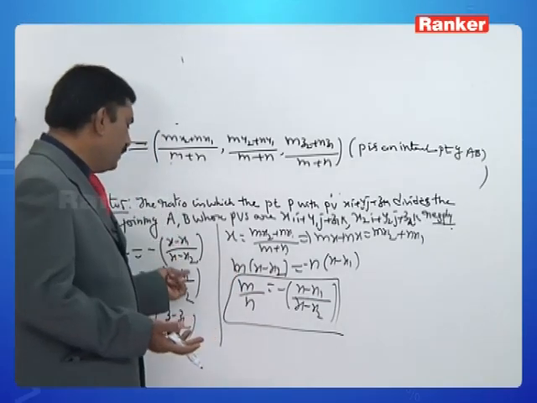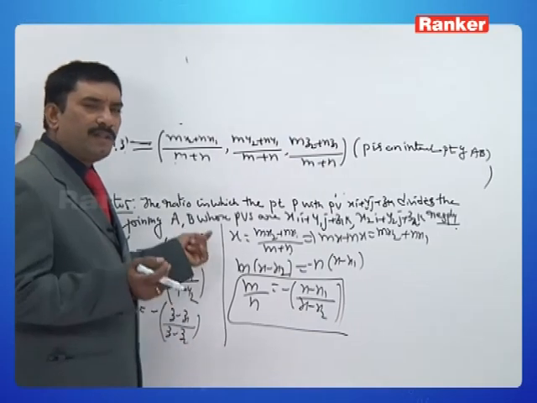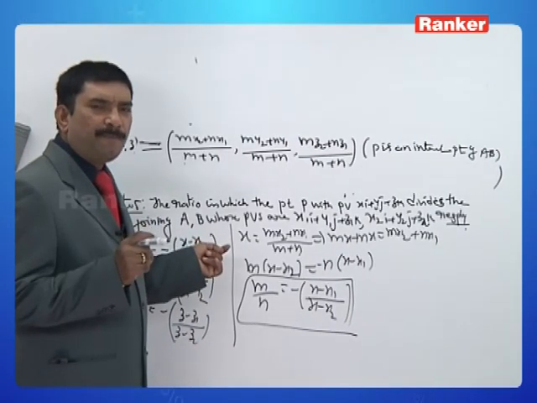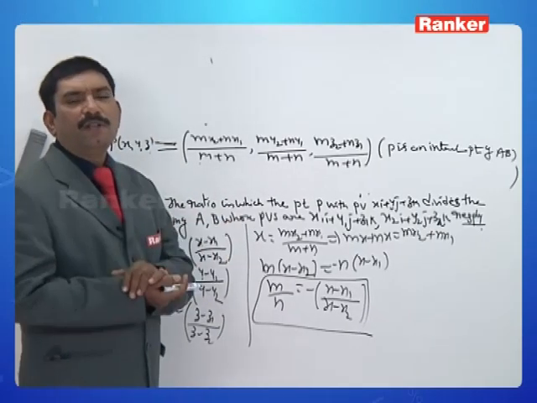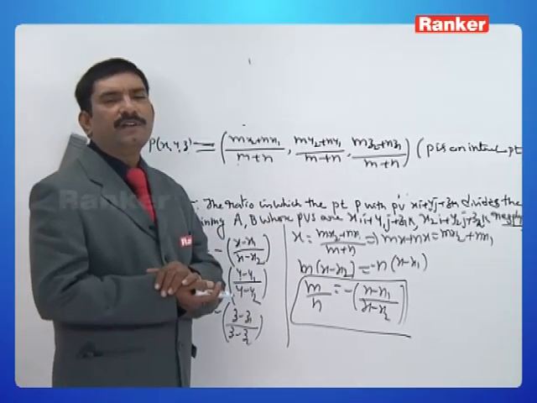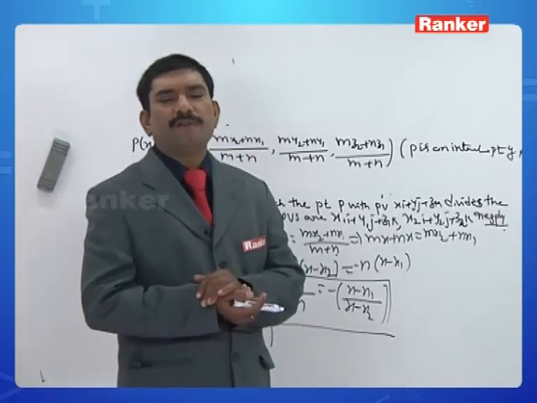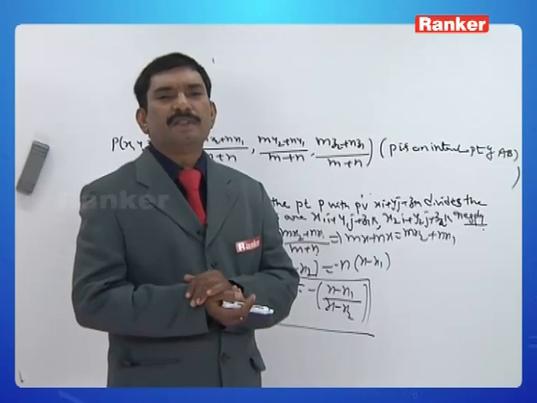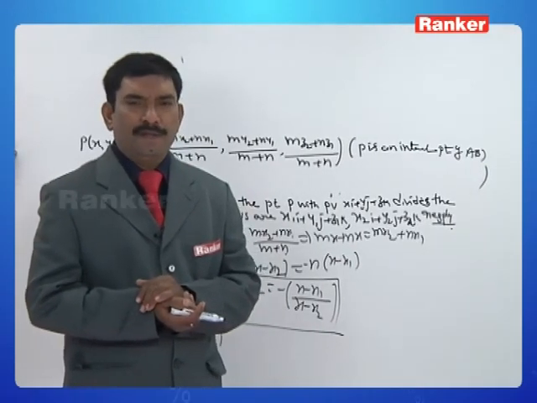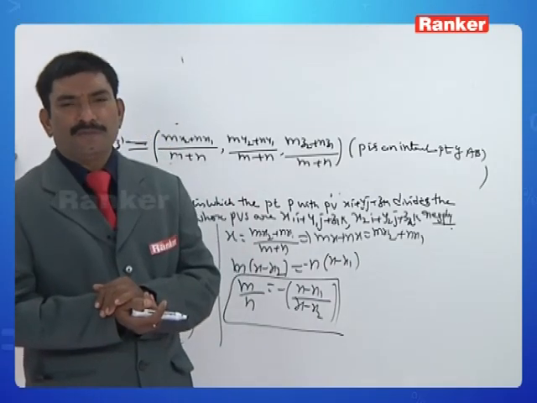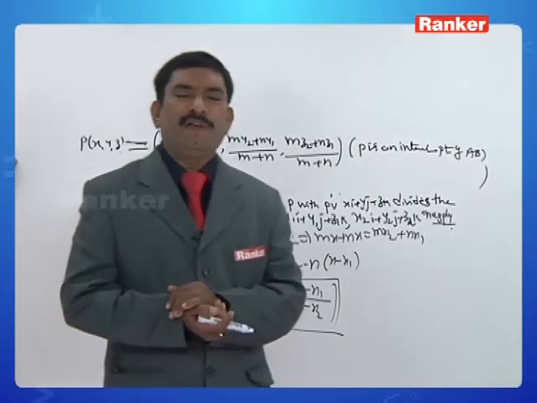When this is not defined, you can go by this. When this is not defined, you can go for this. So therefore, all the ratios will be the same. So therefore, this is the ratio in which P of x comma y comma z divides the line joining the 2 points A of x1, y1, z1 and B of x2, y2, z2 in the ratio m is to n.